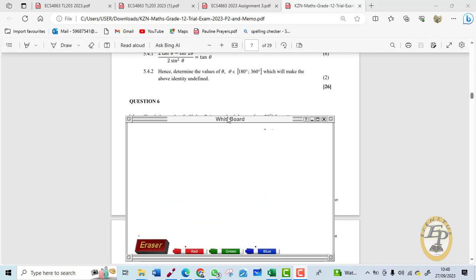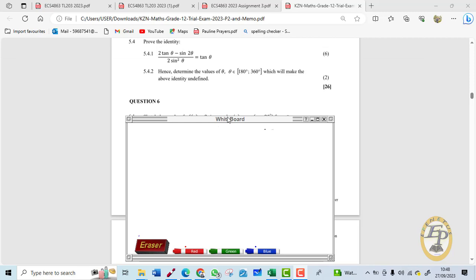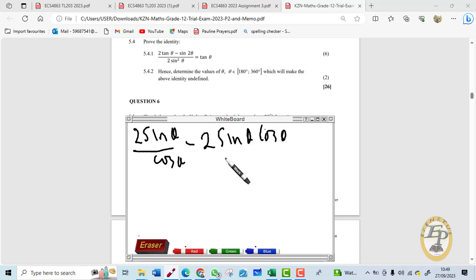The next question is to prove the identity. They want to prove the identity 2 tan theta minus sine 2 theta over 2 sine squared theta being equal to tan theta. So I'm going to focus on the left hand side here. And first I'm going to convert the tan, and I'm going to convert the identity of sine, so that I'm having 2 sine theta over cos theta minus 2 sine theta cos theta, all divided by 2 sine squared theta.